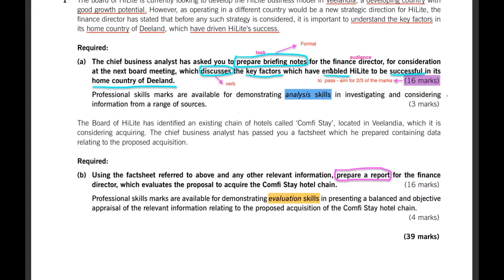So you can have for the attention of the finance director. Then you will have a short introduction. It shouldn't be too long. Just to mention what you are doing, because you are supposed to be discussing the key factors that make Highlight successful. So basically that's what you should be writing there. So just prepare that. You are supposed to have this particular format. That's your task.